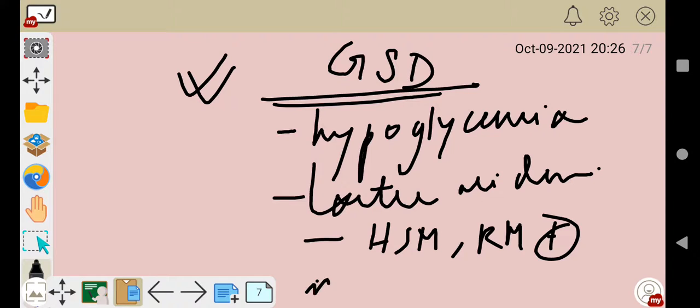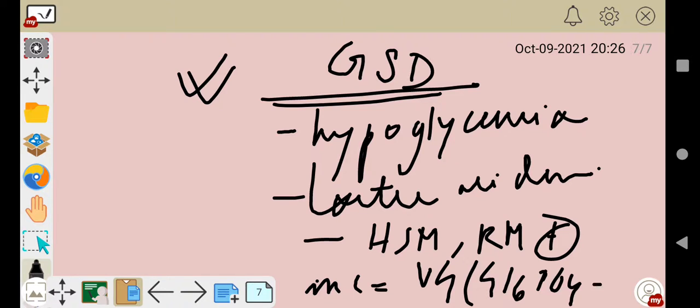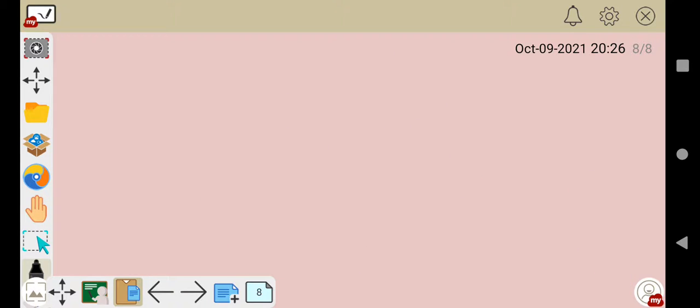Then the most common is von Gierke's disease, which is glucose 6 phosphatase deficiency, okay. So remember these points, okay.